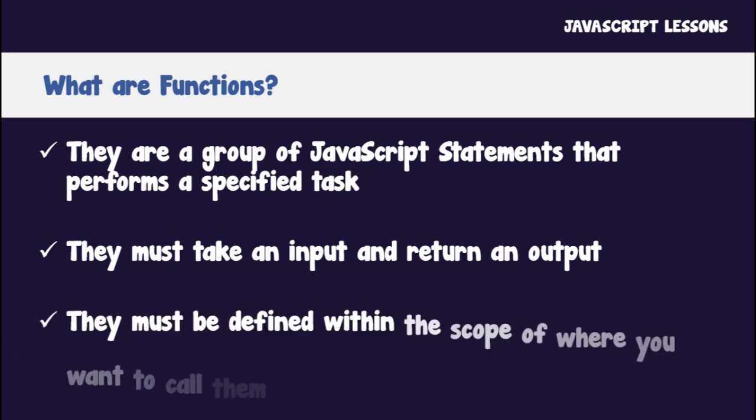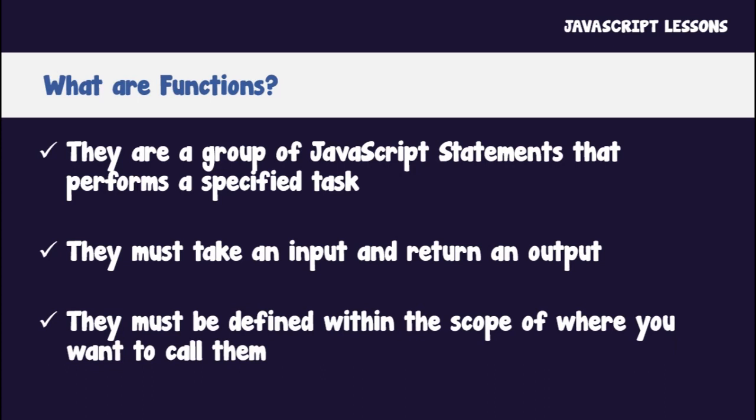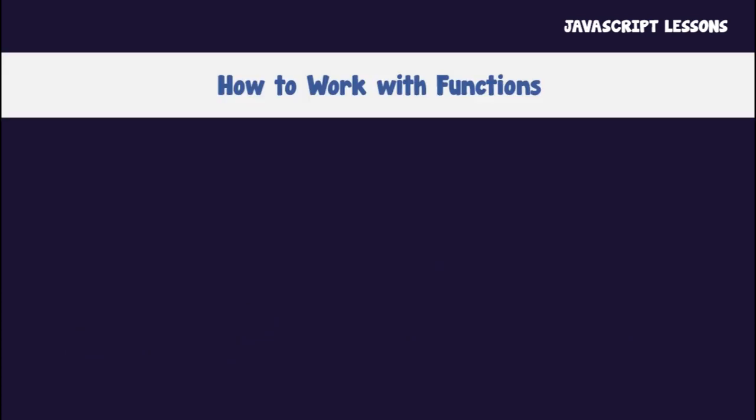Another thing is they must be defined within the scope of where you want to call them. That is one of the important things you must take note of: if you're going to be making use of a particular function or method, you have to create it in the scope of where you will use it. Whenever you want to call on it, you must make sure that you are able to access it.